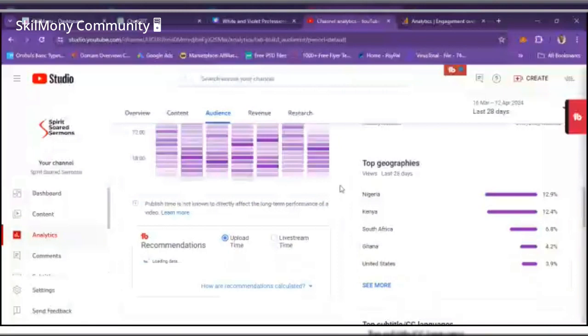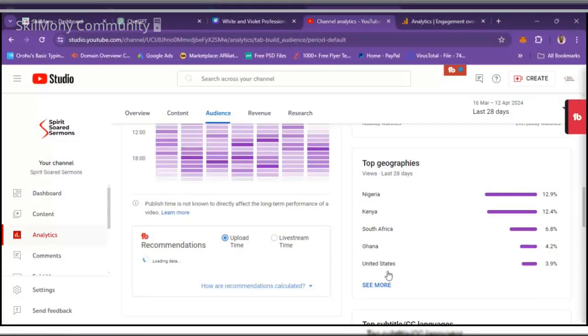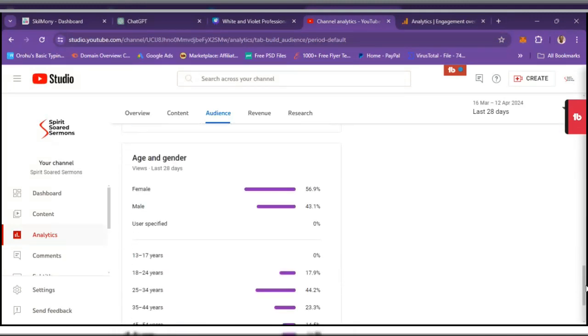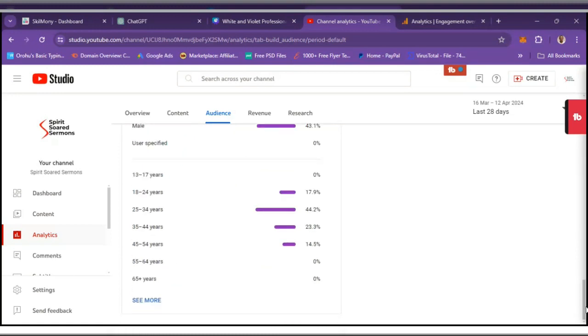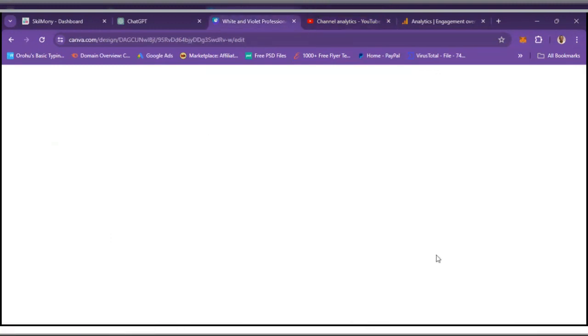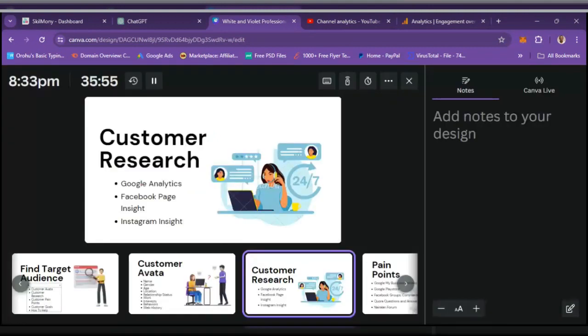Now you can see here, I'm seeing Nigeria, Kenya, South Africa, Ghana, United States, right? Then if I go down, you discover that there is still more. There is age and gender. Look at gender, female, male. Then there is age. So all of these can give you an informed decision on who your customers are, right? So there is insight on Facebook page and there's insight on Instagram.